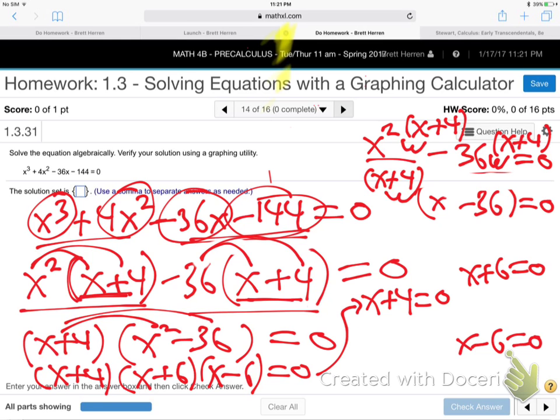And you know what that's going to do, right? As you jump them to the opposite side, you're going to get opposite signs on all of them. So negative 4, positive 6, negative 6 are our three answers. They want three answers separated by commas. That's the final answer on that one.